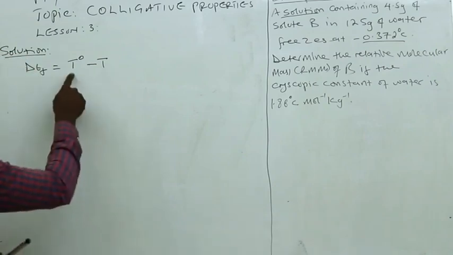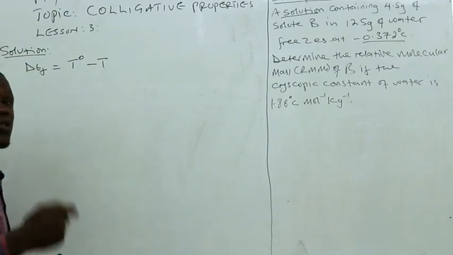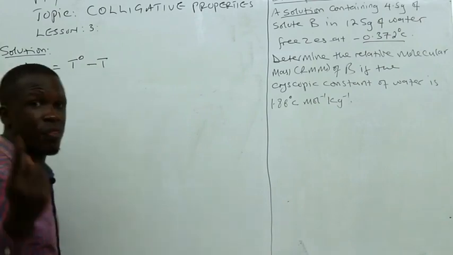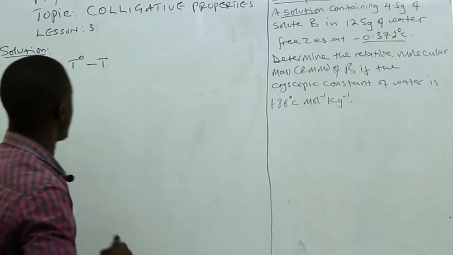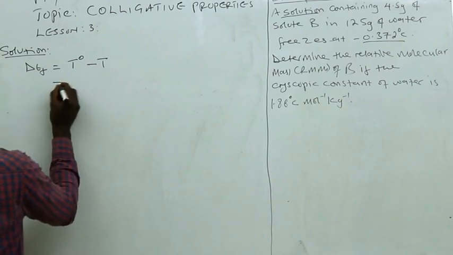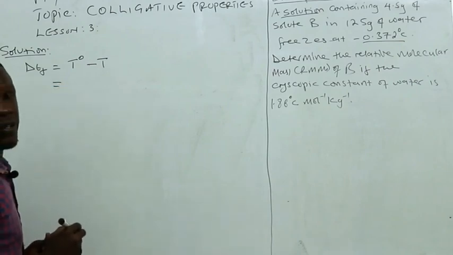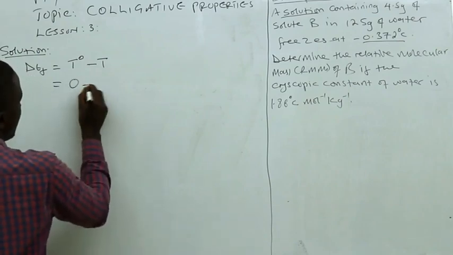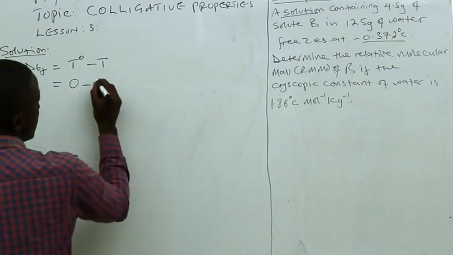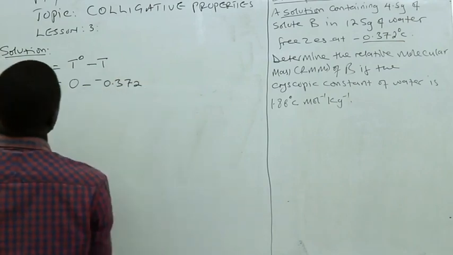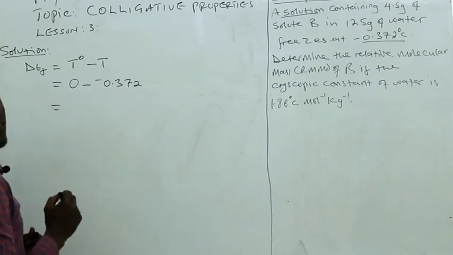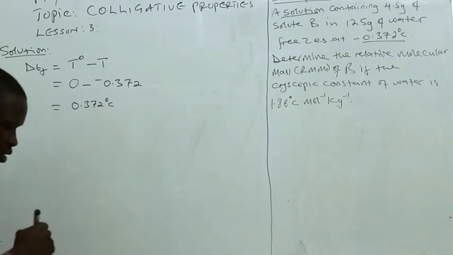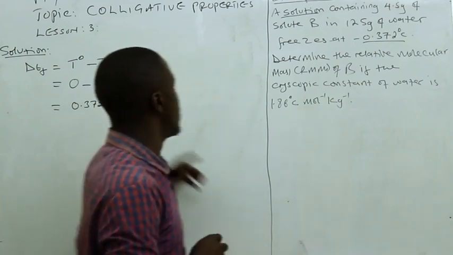So remember, we said T naught is freezing point of the solvent because it is always higher, and T is the freezing point of the solution. In the question, there is the freezing point of the solution. So we can now say that freezing point of the solvent, water, the solvent freezing point is 0. So 0 minus freezing point of the solution, which is minus 0.372. And that is a positive answer, which is 0.372 degrees Celsius. That is our dT. So we have this dT.